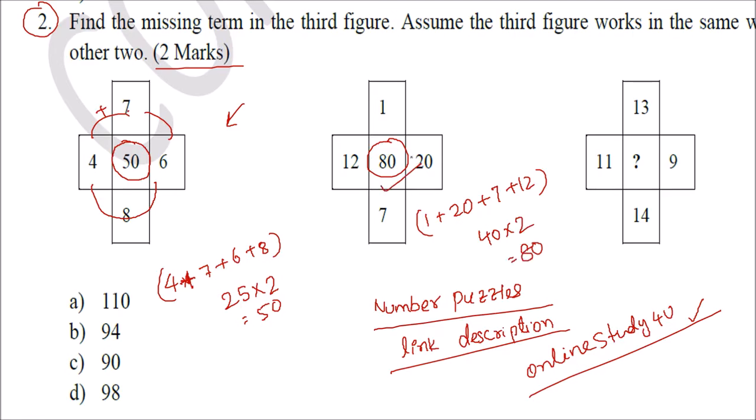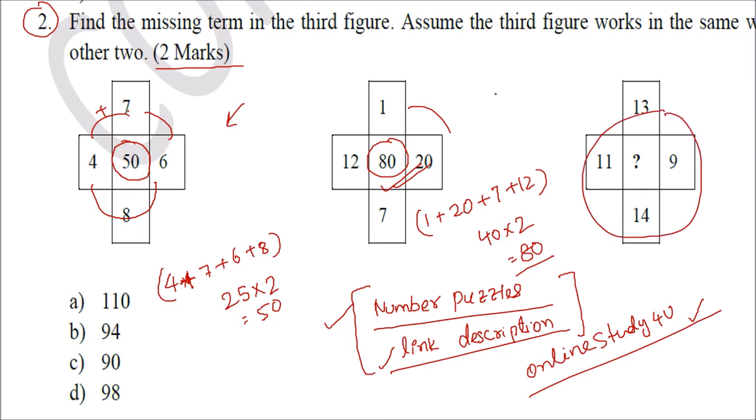So friends, the logic is fixed. Either you multiply the outside numbers, or you subtract, or you add, and then you get the middle number. The link which I will give in the description has a lot more problems of this type. This is also called number puzzles, or you can say puzzles.